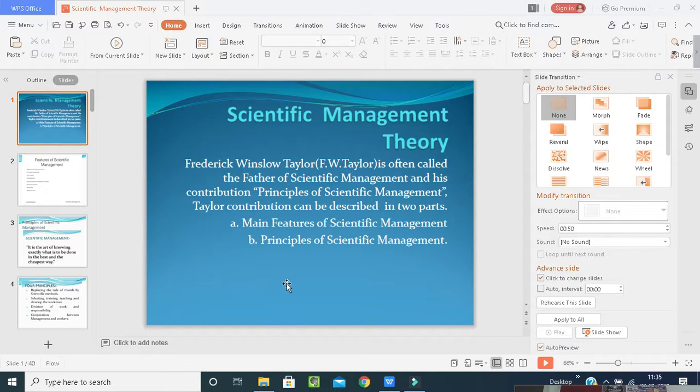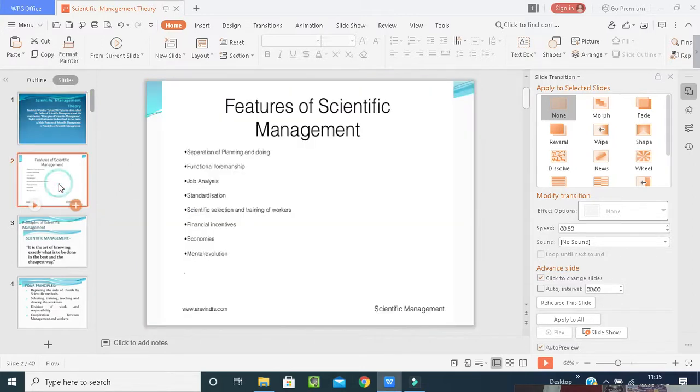Now, Taylor's contribution can be described in two parts. The same principles of scientific management have been described in two parts. One is the main features of scientific management. What are the features of scientific management? And the second one is the principles of scientific management. Students, in the examination, you should not get confused by these words. Features of scientific management are different from principles of scientific management. First, we will learn what we mean by features of scientific management.